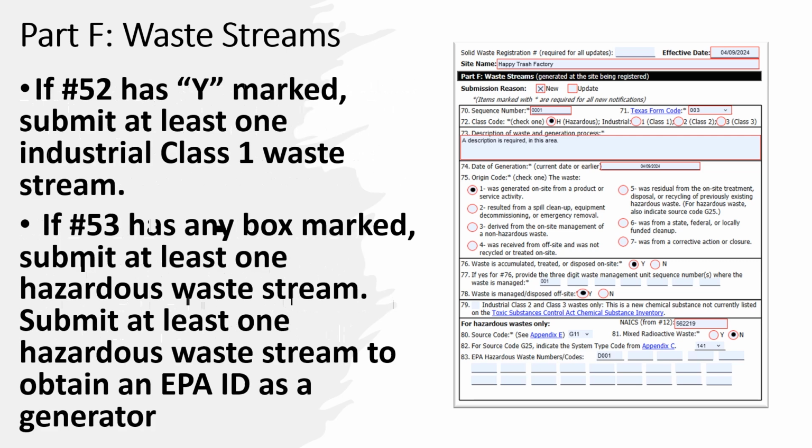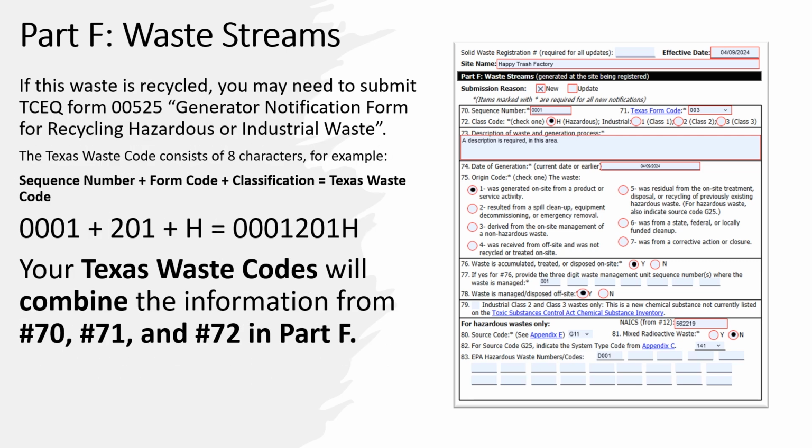If the waste is recycled, you may need to submit TCEQ Form 00525, Generator Notification Form for recycling hazardous or industrial waste. The Texas Waste Code consists of 8 characters. For example, sequence code plus form code plus classification equals Texas Waste Code. 001 plus 201 plus H equals 001201H. Your Texas Waste Code will combine the information from numbers 70, 71, and 72 in Part F.